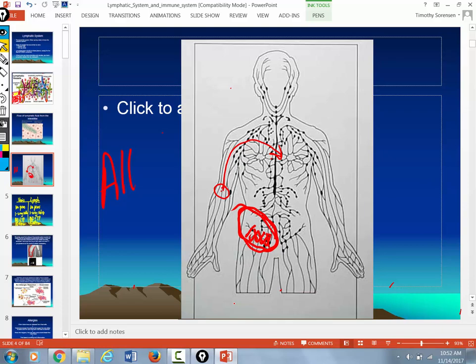Where are lymph nodes located? Almost everywhere. Do you have lymph nodes in your fingers? You got lymph, where? Those are lymph vessels. Where are the lymph nodes? Where are lymph nodes?